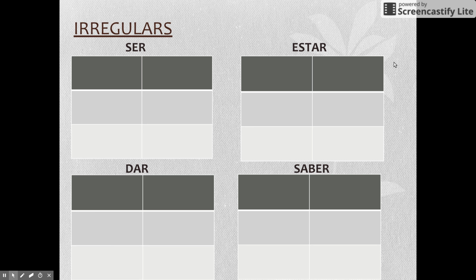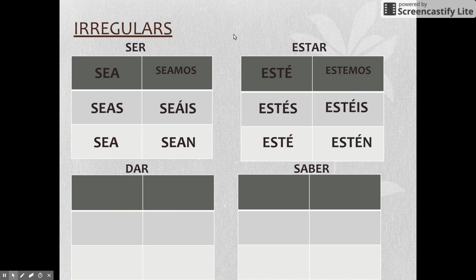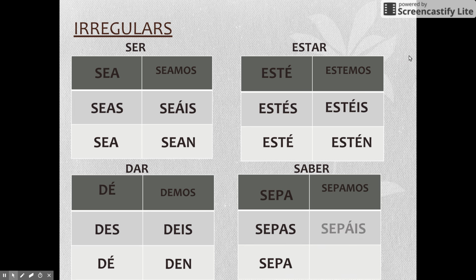Talk about the irregulars. Same irregulars as you're used to. We've already seen ir is vaya, vayas, vaya. So if you want to write that one down. And then these are the rest of them. Ser, estar, dar, and saber. So those are the only irregulars. Don't forget about ir though, which I just mentioned, which is vaya.